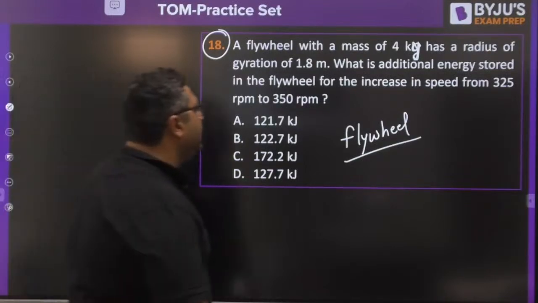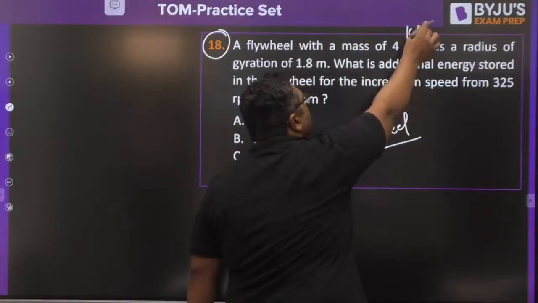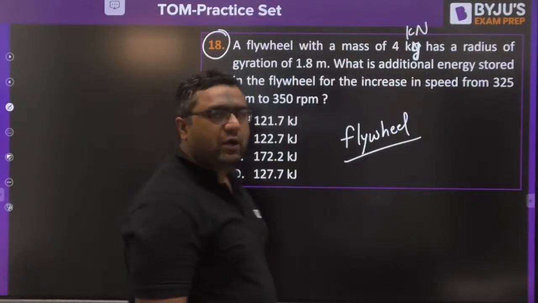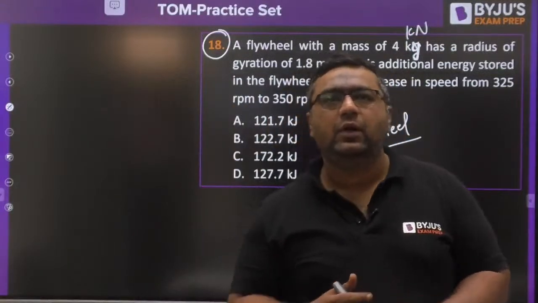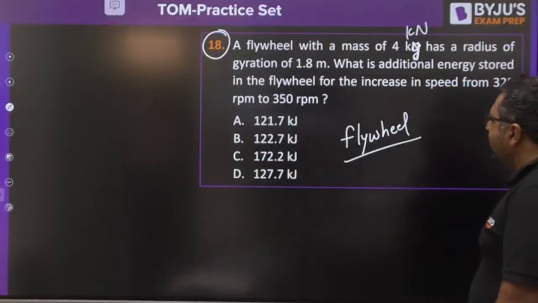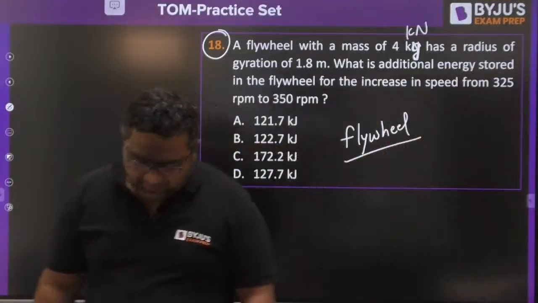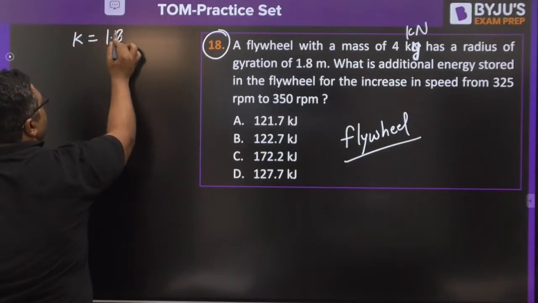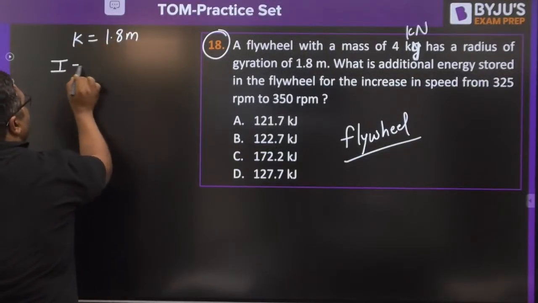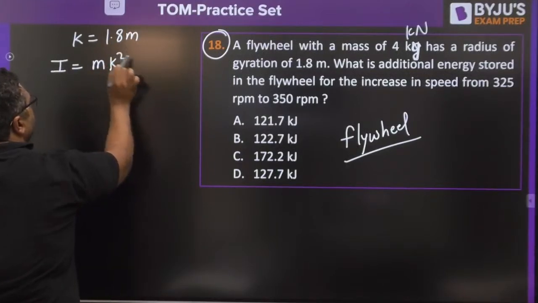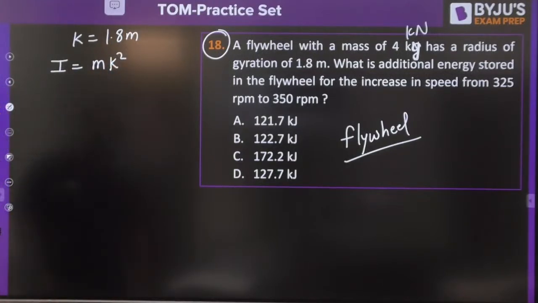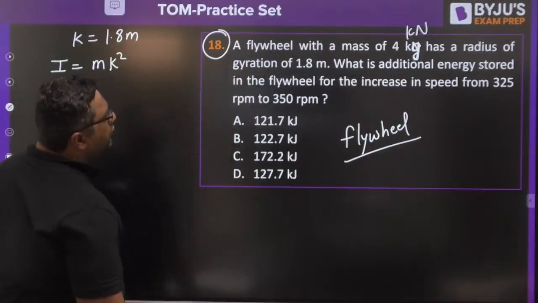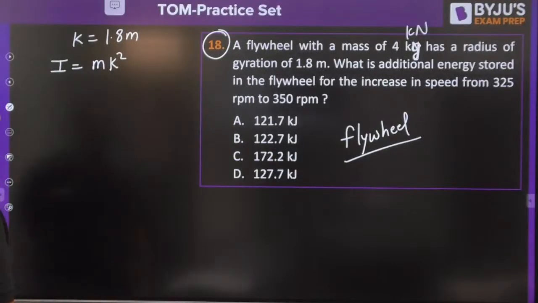So this is actually given as 4 kilonewton only. So solve it and try to find out the answer. This question is saying radius of gyration is 1.8 meter. They have directly given you K. When K is given, you can find out I as mk square. And you can take g as 10 meter per second square. So weight is given as 4 kilonewton. You can find out the mass by dividing it with 10.